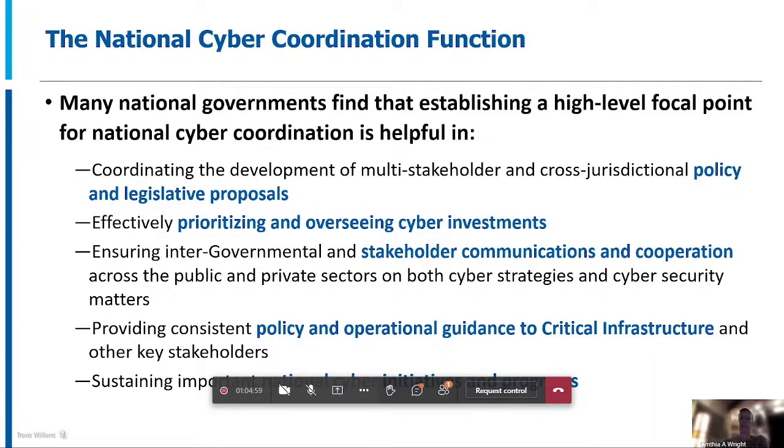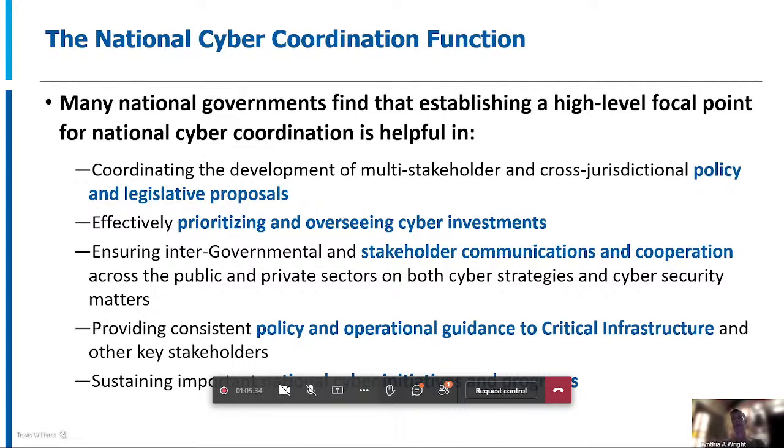effectively prioritizing and overseeing cyber investments so that different agencies or ministries or critical infrastructure providers don't pursue solutions that are ultimately incompatible or work against each other. And so that your nation's highest priorities, which are usually national security and economic security priorities, get taken care of in the cyber investments. They help ensure that stakeholders can be in touch with each other and cooperate.